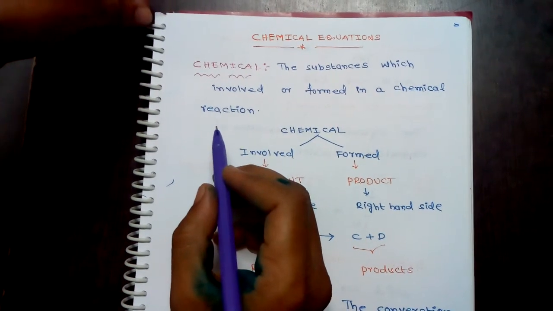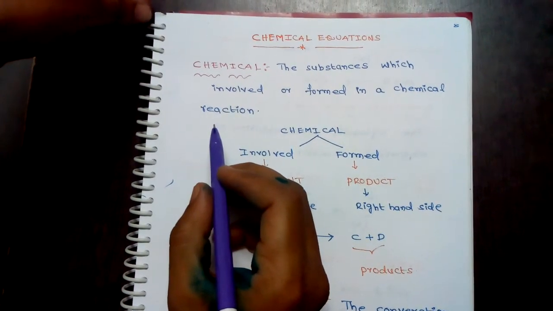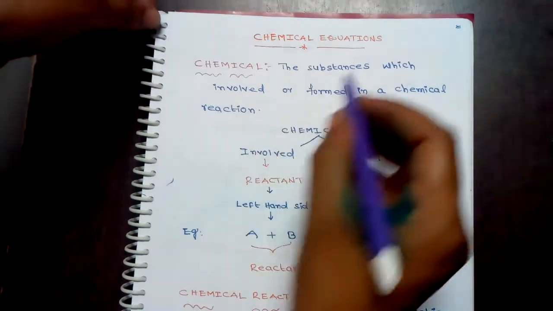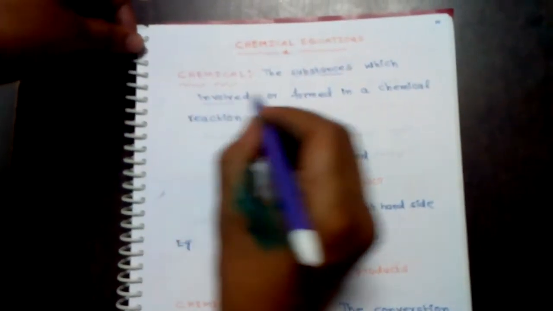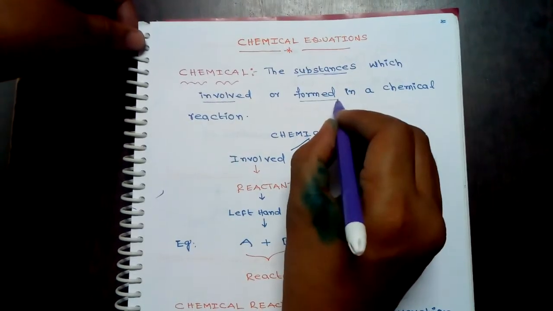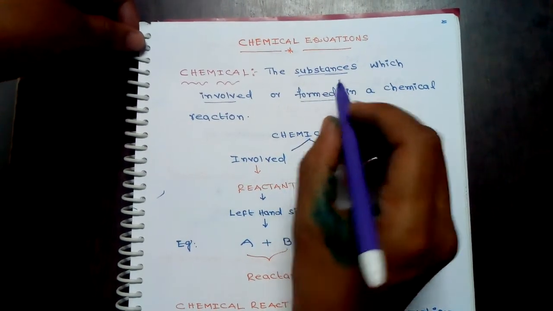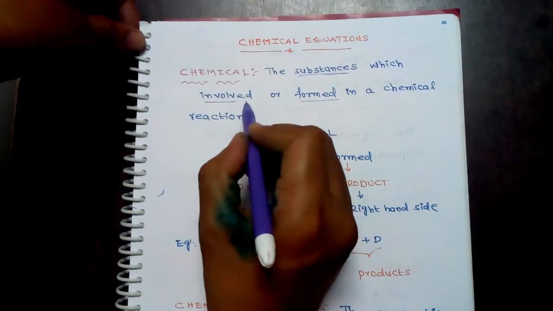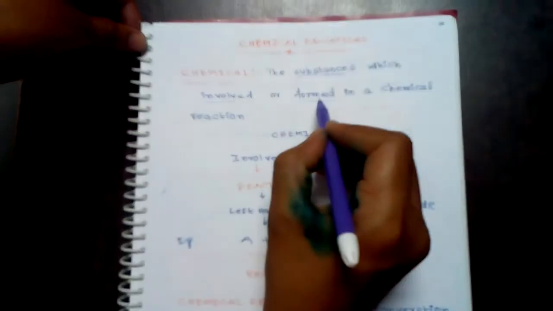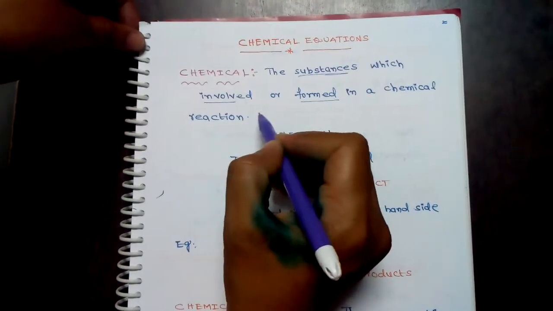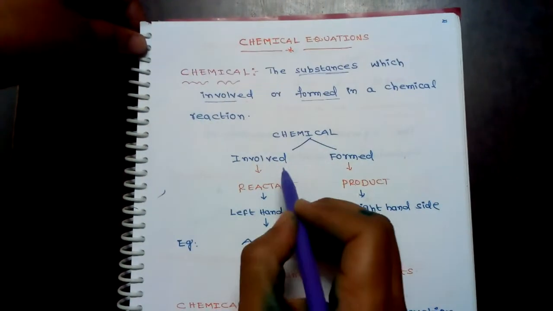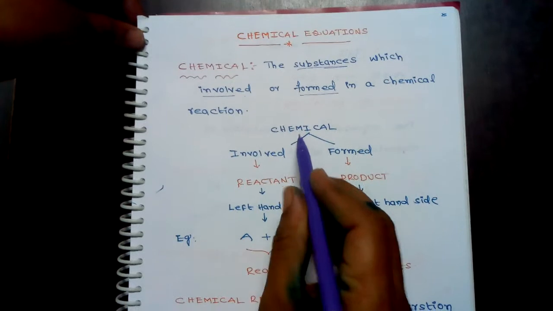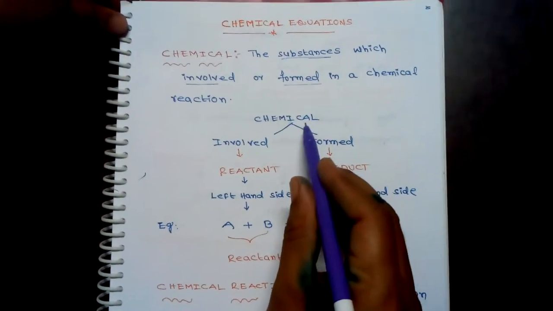So first of all, we have to know what is meant by chemical. A chemical is a substance which is involved or formed in a chemical reaction. The substances which are involved or formed in a chemical reaction are called chemicals. So it may be involved in a chemical reaction or formed in a chemical reaction.